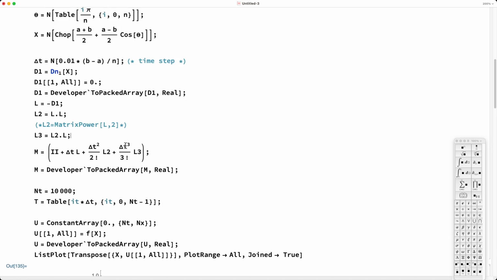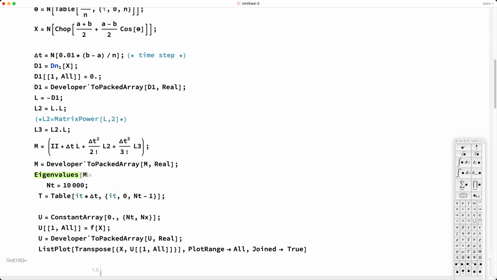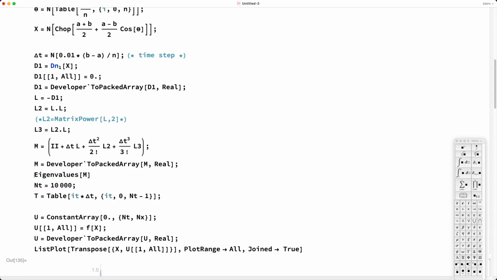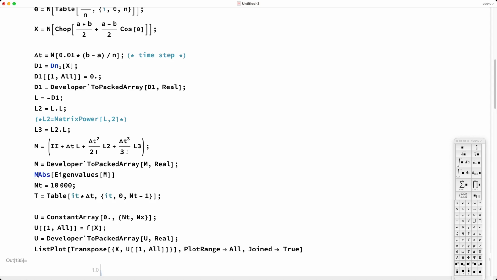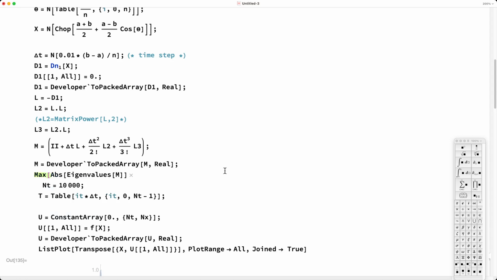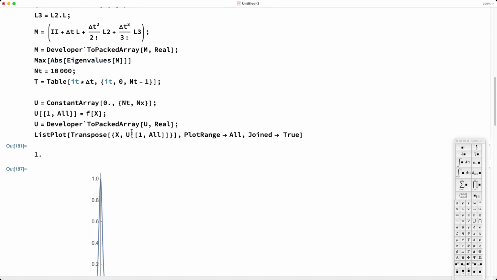So I can simply compute the eigenvalues here. Let's say eigenvalues of m, and then I'm going to compute the absolute value for those eigenvalues, and then pick the maximum, because we just need the maximum to see if we have stability. So let's put that line here and see the output. Here we see that the maximum eigenvalue is 1. That means we're stable.